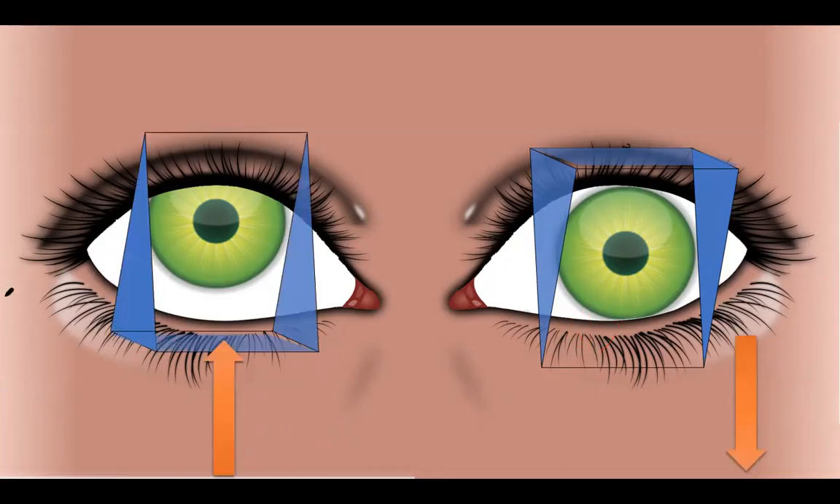So by putting both prisms, the base down in front of the hypertropic eye and the base up in front of the other eye, we can manage the problem by dividing the deviation between both eyes, so that both eyes can see a fused image. Both eyes are able to fuse the images of both sides and not experience any diplopia.